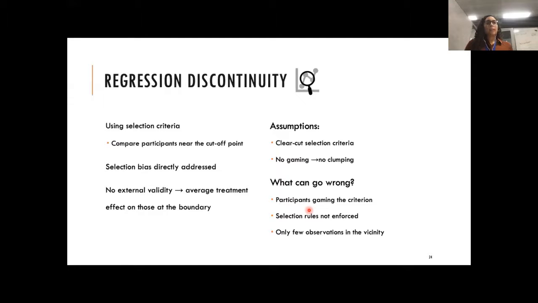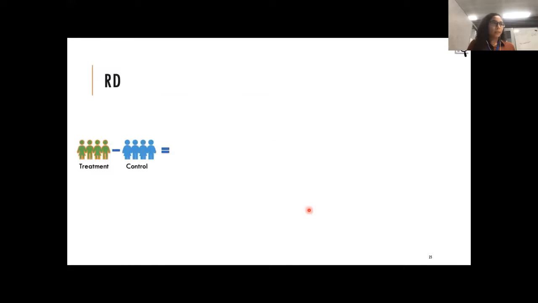Another problem can be that selection rules are not really enforced. So for example, they say we're going to just admit people who are below the poverty line, but then they say, okay, you have a 2.01 income, so I'll let you be in the treatment group. That cannot happen. And the other problem can be that within our range, we only have a few observations that are really near that threshold.